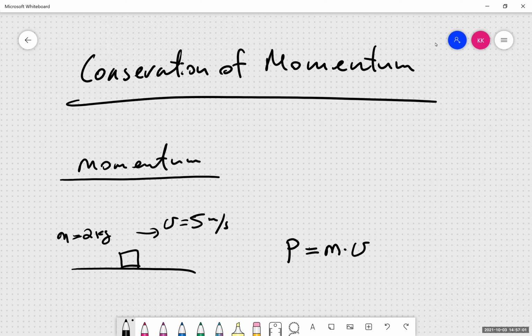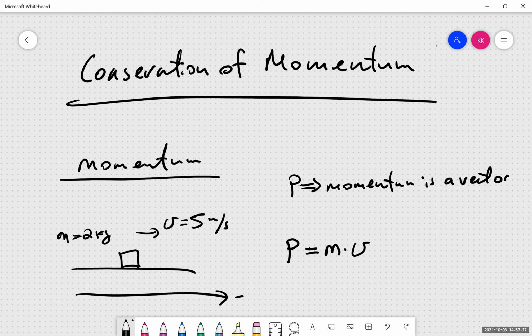So momentum, just like velocity, is actually a vector quantity. What do we mean by a vector? Remember, a vector is a directional quantity. That means, for example, if the velocity right now is to the right, I take the right to be my positive x direction. So that means I have to say that this is plus 5 meters per second for the velocity.